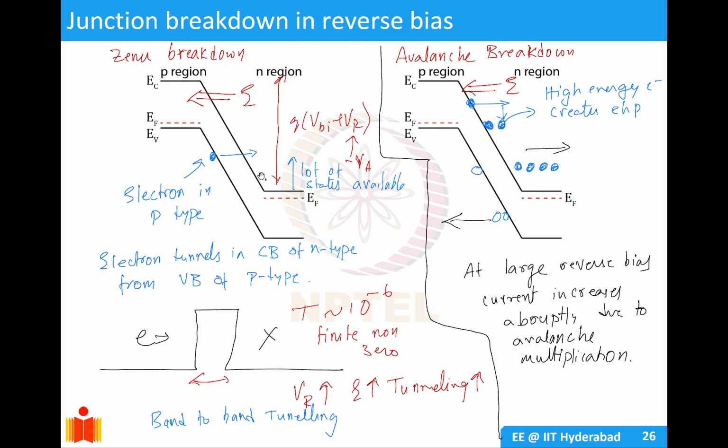We know the valence band is full of electrons, so there are a lot of electrons available, and there's a huge potential applied already. So suddenly there's a huge flux of electrons tunneling from this side to this side, and this results in a very high negative current.